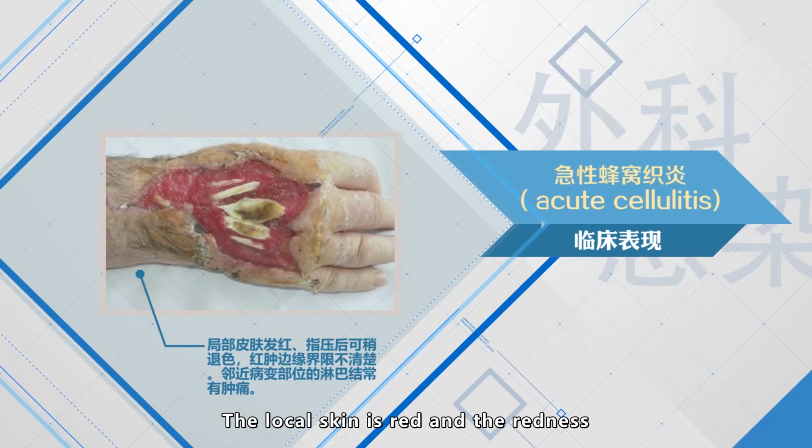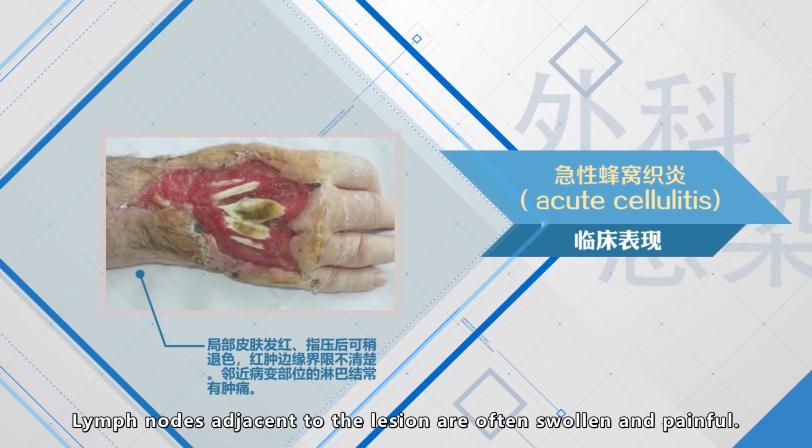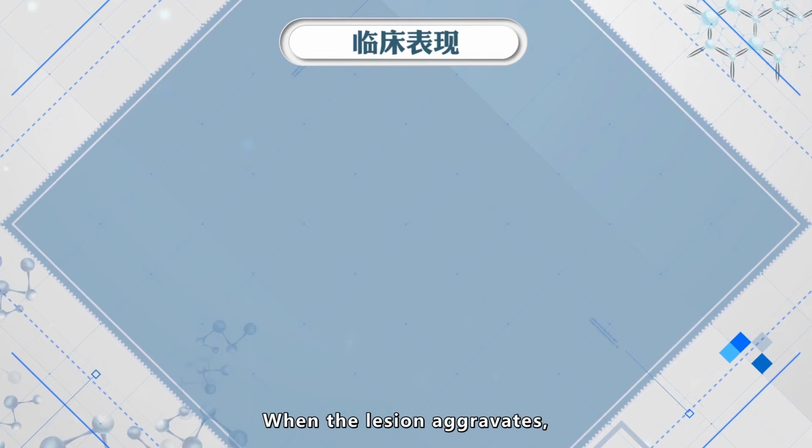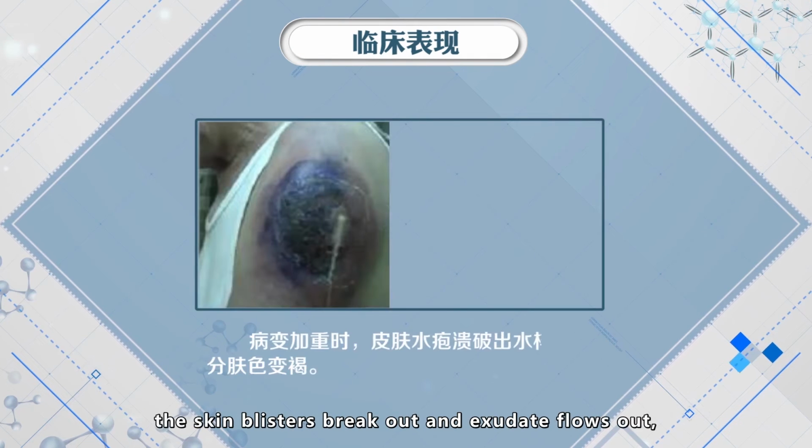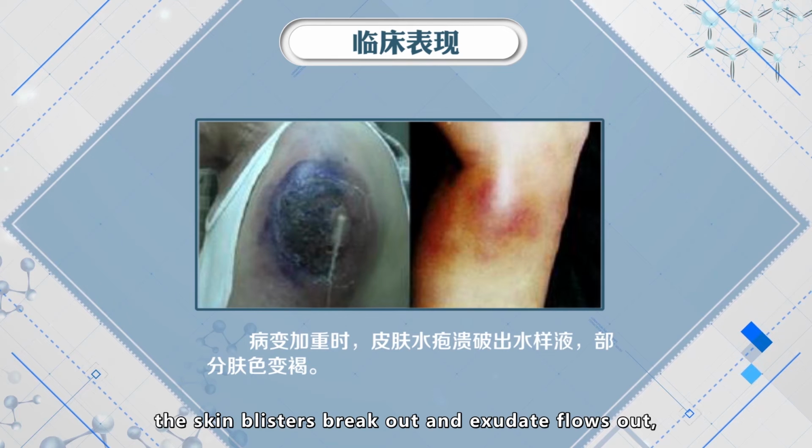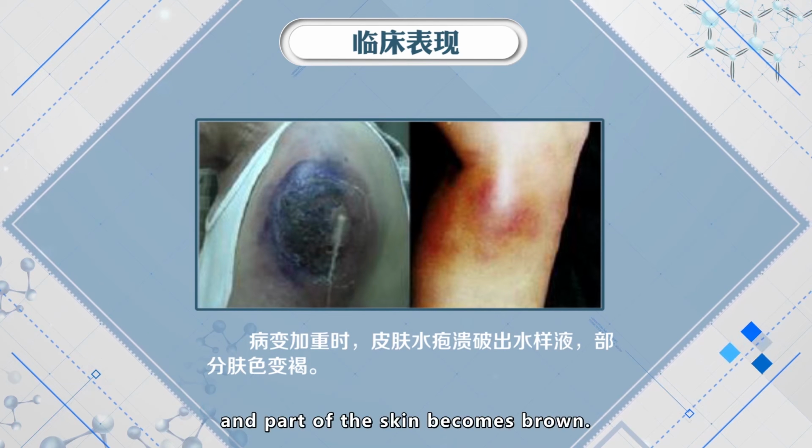The local skin is red and the redness can fade slightly after pressing with fingers, and the boundary of the red swollen edge is unclear. Lymph nodes adjacent to the lesion are often swollen and painful. When the lesion progresses aggressively, the skin blisters break out and exudate flows out, and part of the skin becomes brown.